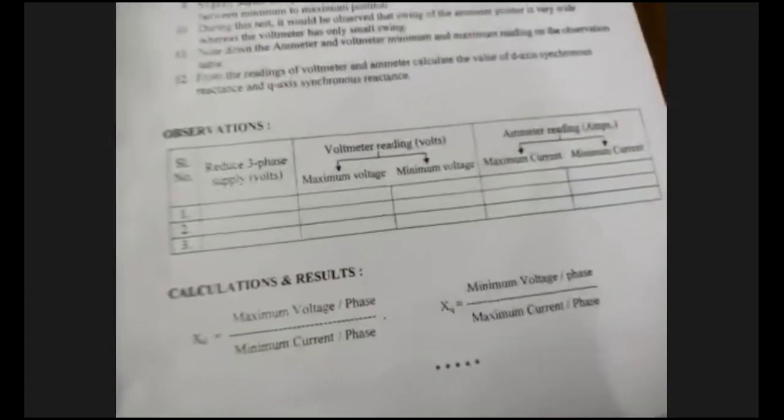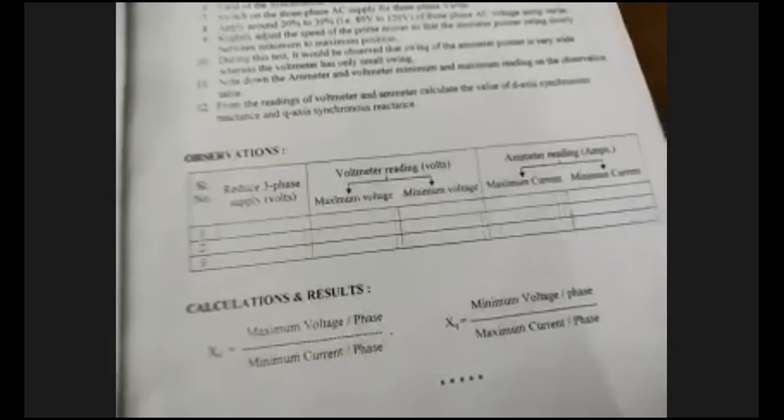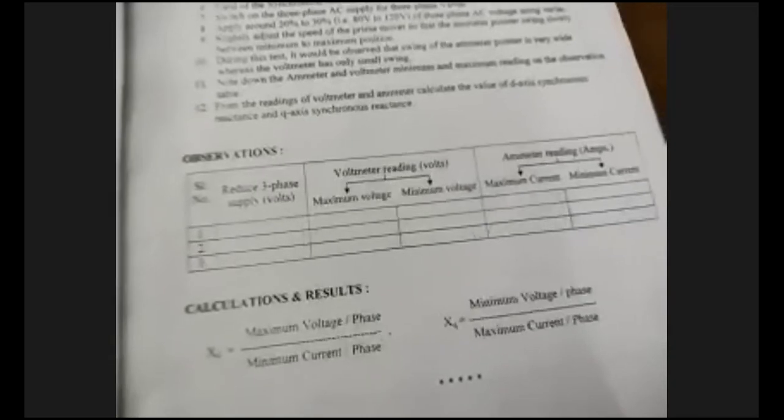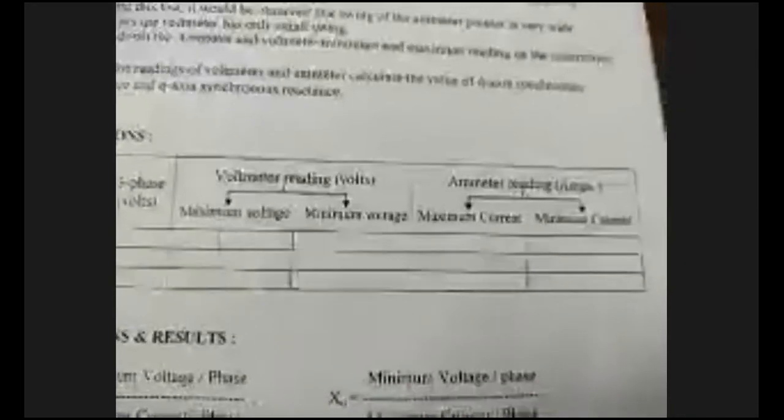So first column is voltage, right? First column is voltage. Second column is maximum to minimum voltage, and third column is ammeter, current maximum to minimum. Okay, so first what we can do, we can draw this table here now.